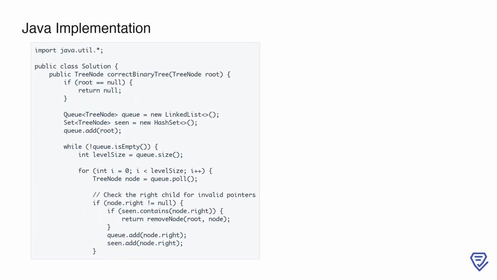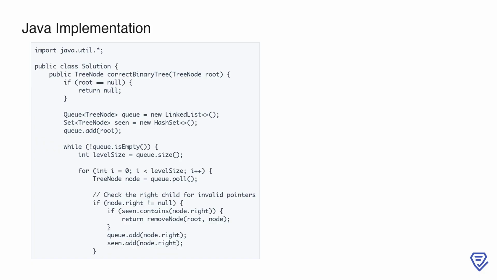Here, we start by importing the necessary classes, including queue and set, which will help us perform a level order traversal and track visited nodes. We define our correctBinaryTree method, which takes the root of a binary tree as input. The first thing we check is whether the root is null, and if so, we return null immediately. This handles the edge case of an empty tree. Next, we initialize a queue to facilitate our breadth-first search and a hash set to keep track of nodes we've already seen. We then add the root node to the queue to begin our traversal.